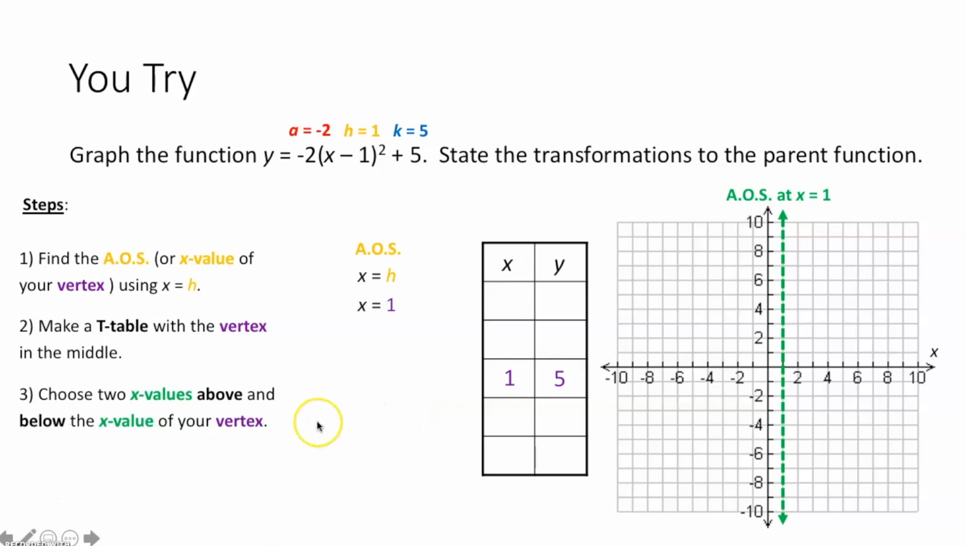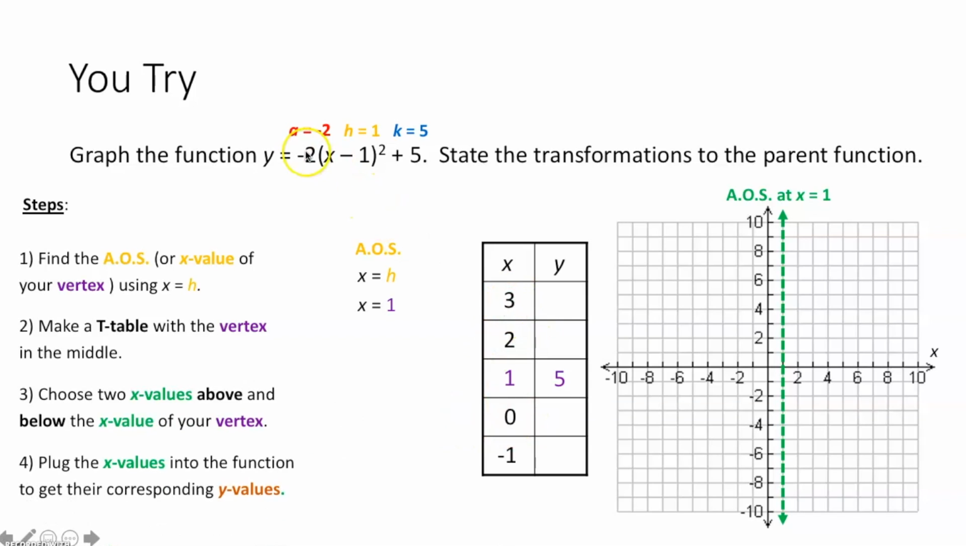We then go ahead and pick 2 x values above 1 and 2 x values below 1. We then plug those x values back into this original function and get the y values that go with it. Remember, order of operations. We're going to do the parentheses first. So when we plug something in, we'll do the parentheses, then we'll square it, then we'll multiply it by -2, and then we'll add the 5. So let's do that. If I plug in 3 for x, I do 3 minus 1, get 2. 2 squared gives me 4. 4 times -2 is -8, plus 5 is -3.